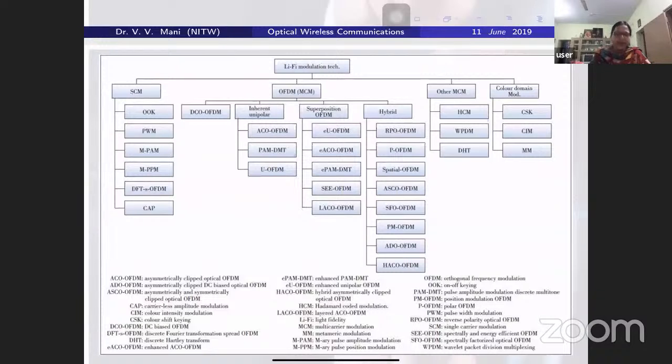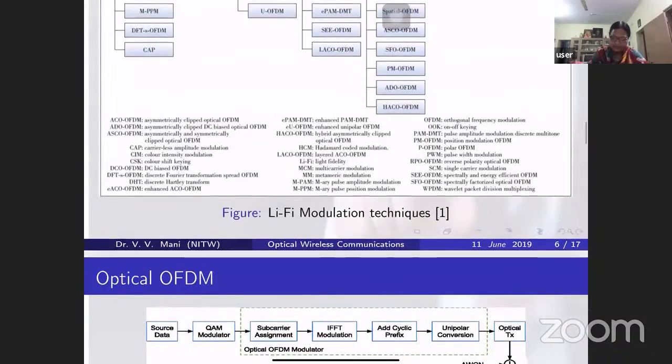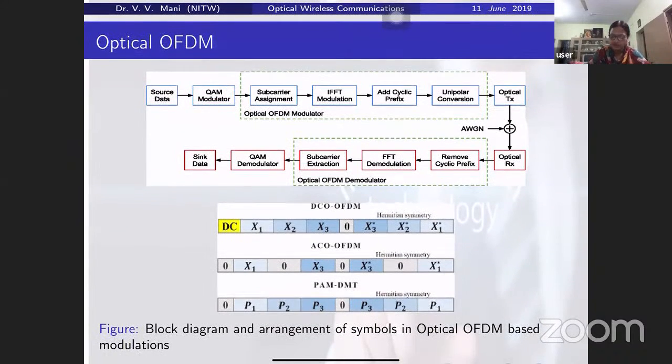If you look at this diagram, you can see the Li-Fi modulation schemes. I can go for OFDM, other multi-carrier communications, and color domain modulations also in visible light communication, like ACO-OFDM, PAM-DMT, U-OFDM. There are many thousands of variants that people are already finding out. They are giving their research problems and publishing their papers. We too publish some papers in this. We did some little work on optical OFDM.